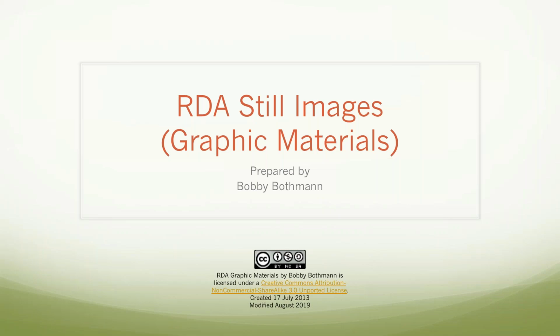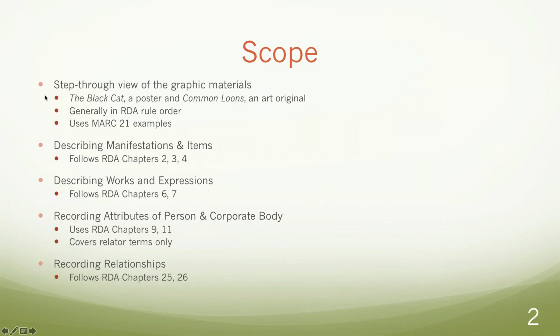And if you cataloged in the past using AACR2, you probably remember the term graphic materials. So this would be the same type of resource. So the scope of this presentation, we're going to step through a couple of different examples of graphic materials. We're going to look at a poster for The Black Cat, a movie from the 1930s, I think it was, an art original with the title Common Loons. And there will be a couple of other examples sprinkled throughout, such as a map, for example.